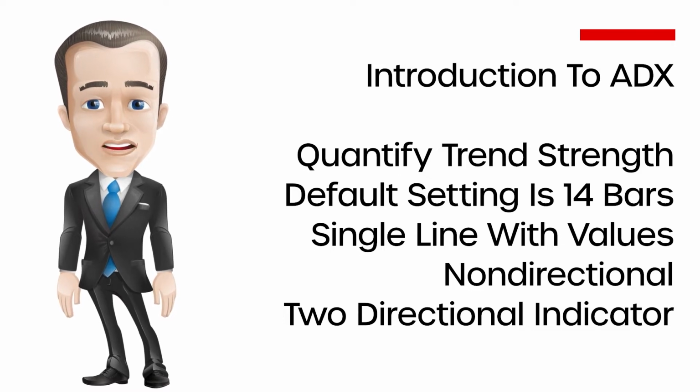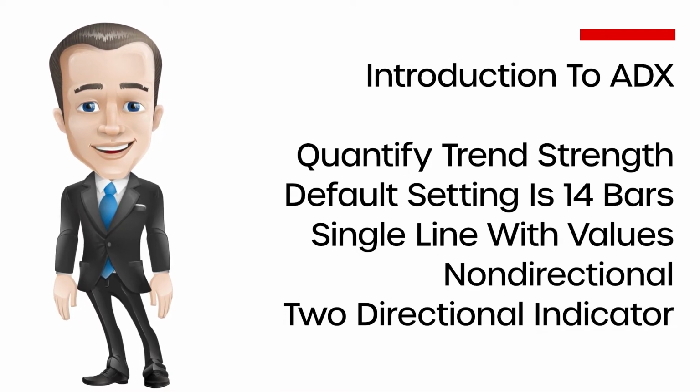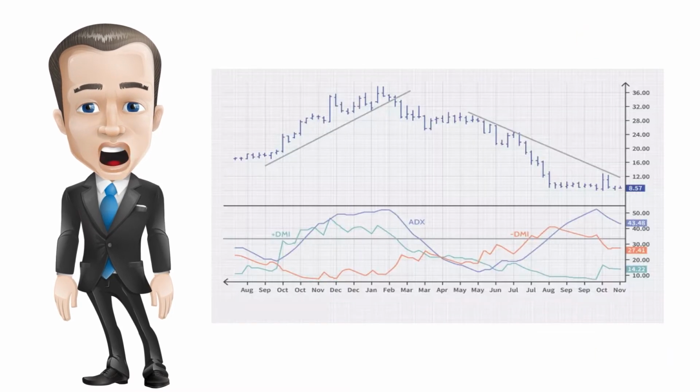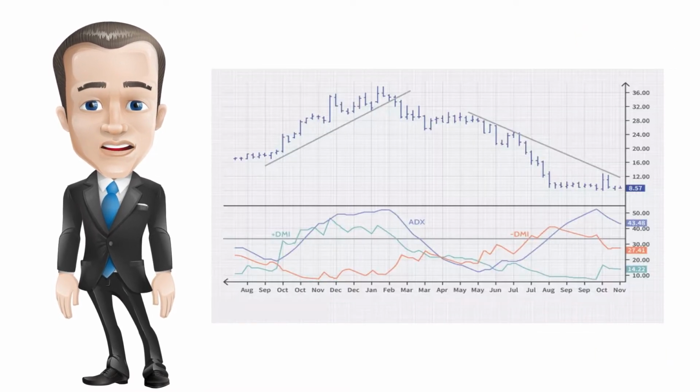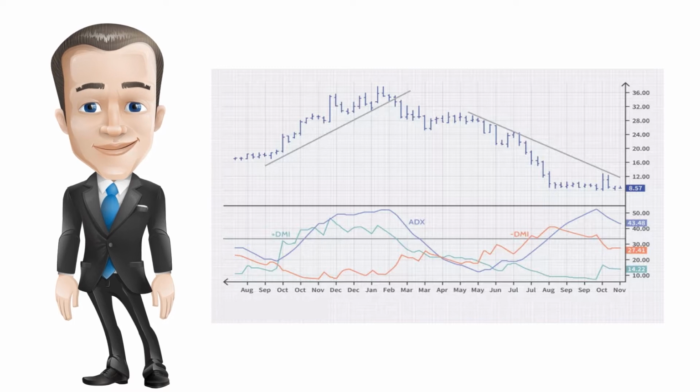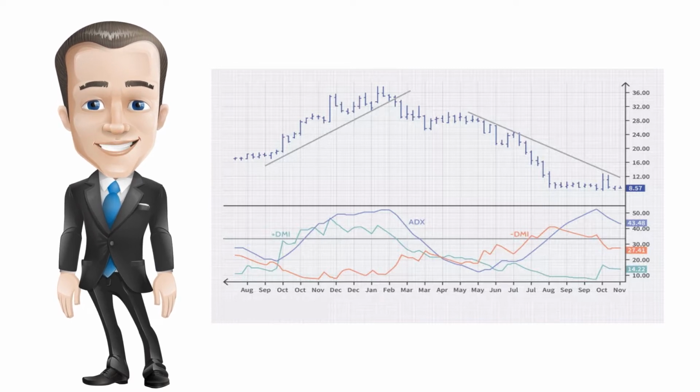ADX is non-directional. It registers trend strength whether the price is trending up or down. The indicator is usually plotted in the same window as the two directional movement indicators, DMI lines, from which ADX is derived. When the plus DMI is above the minus DMI, prices are moving up, and ADX measures the strength of the uptrend. When the minus DMI is above the plus DMI, prices are moving down, and the ADX measures the strength of the downtrend.